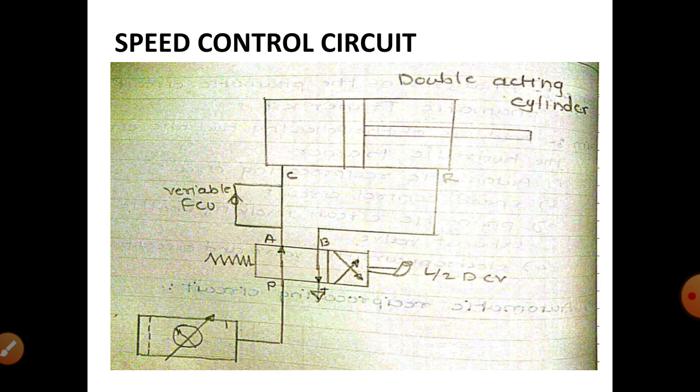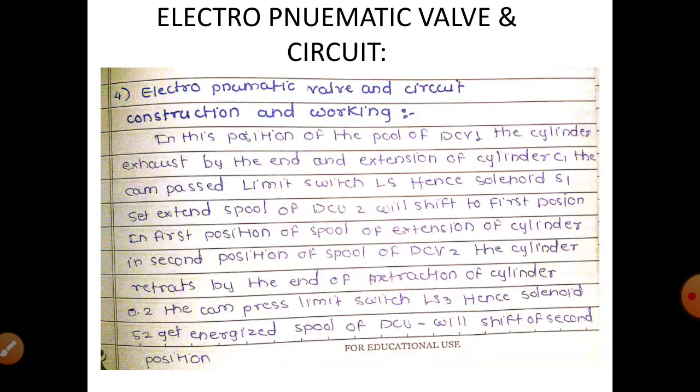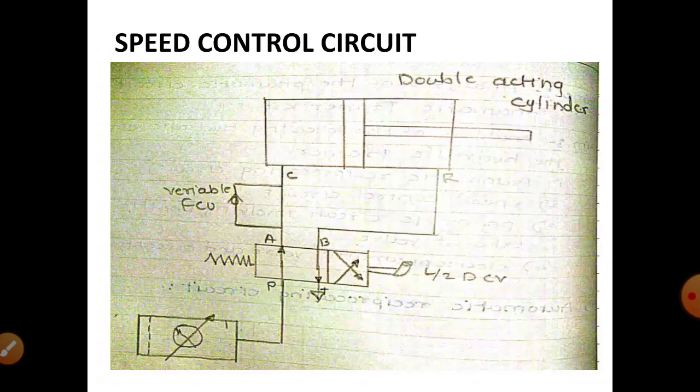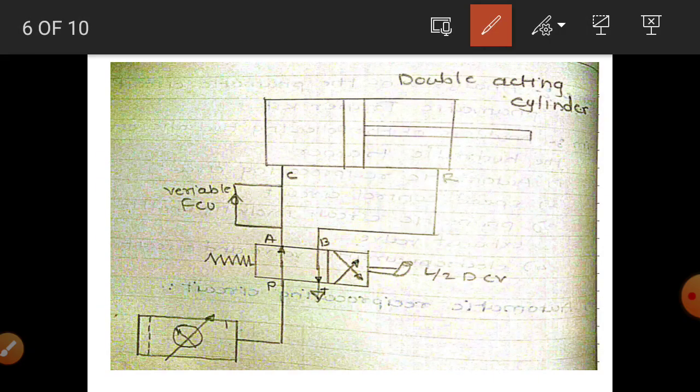All of you see, this is the circuit diagram of the speed control circuit. Let us discuss its basic components. This is the FRL unit, filter regulator lubricator, and the 4x2 directional control valve. In a speed control circuit we use a flow control valve between the DCV and the inlet of the actuator. We mount the flow control valve on the supply line. This type of circuit is known as a meter in circuit or speed control circuit.